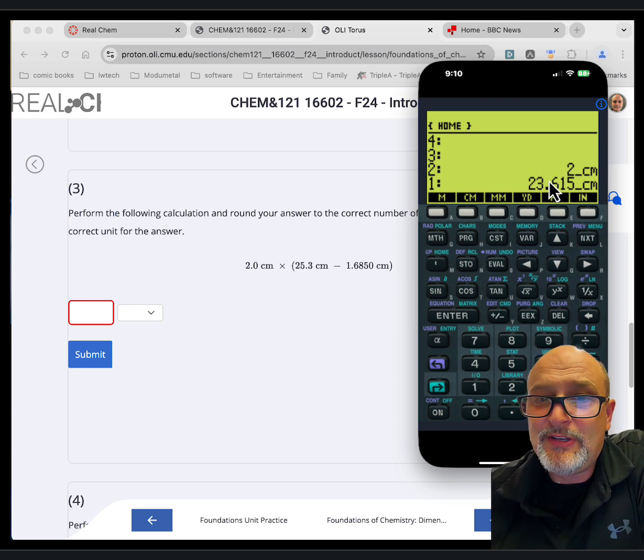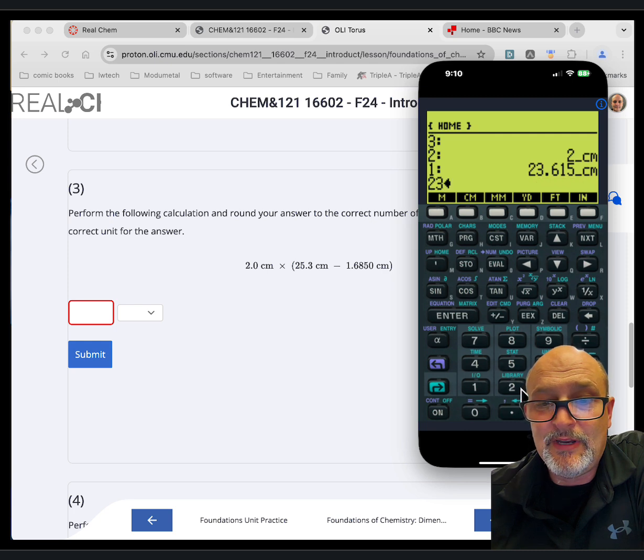Remember, we only get 23.615, right? We can only use that moving forward. So I'm going to go ahead and write 23.615. I'm just going to keep it clean, because, sorry, we only get 23.6 because we only had 25.3, which is 1 decimal place. Centimeters. I'm going to go ahead and enter that. I'm going to swap these last 2. I'm going to drop the 615 off.